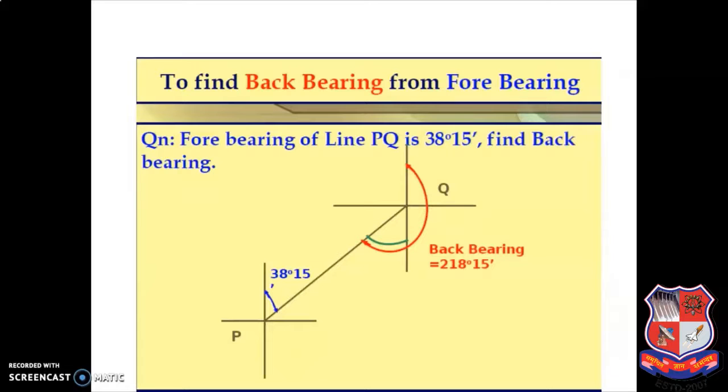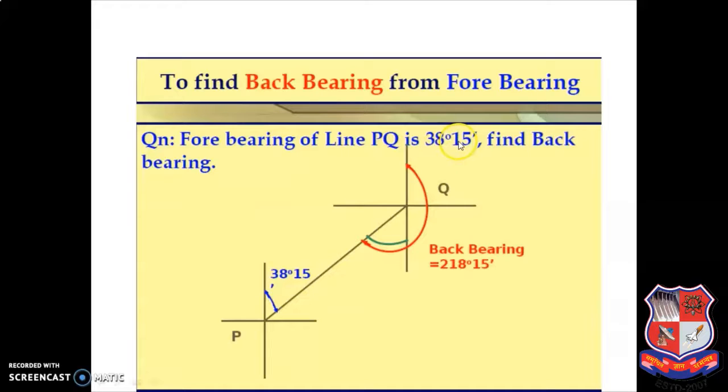Okay, in the same way I have mentioned some examples of back bearing and fore bearing also. So you can see the fore bearing of line PQ is given as 38 degree 15 minute. Find the back bearing. So you can see here 38 degree 15 minute.